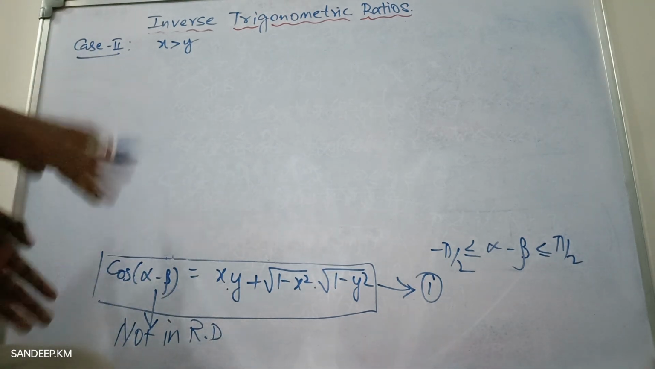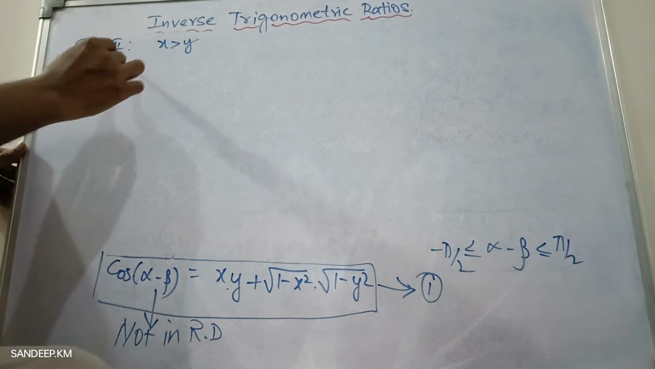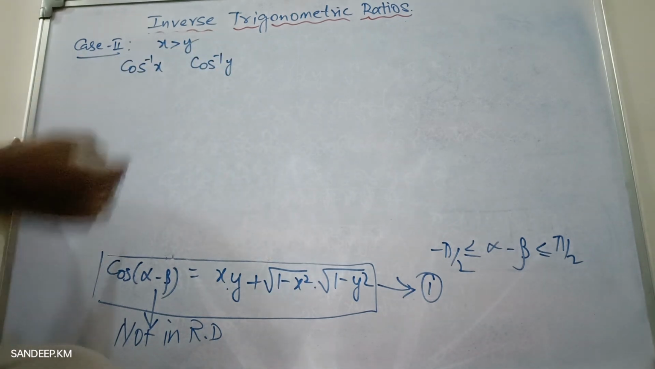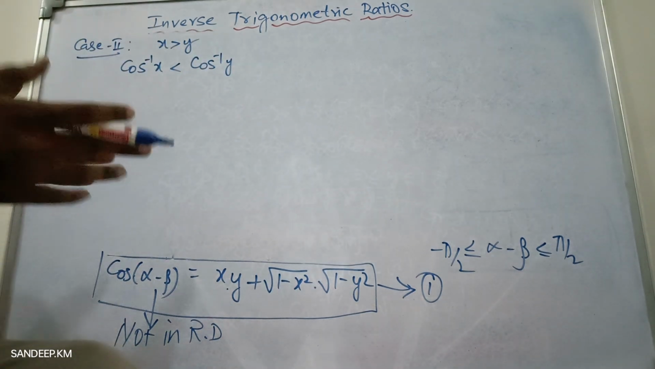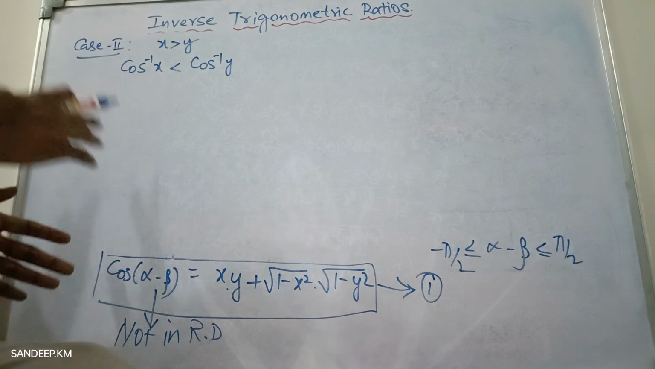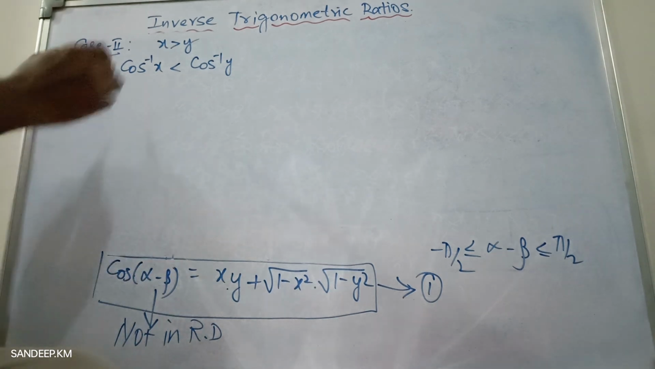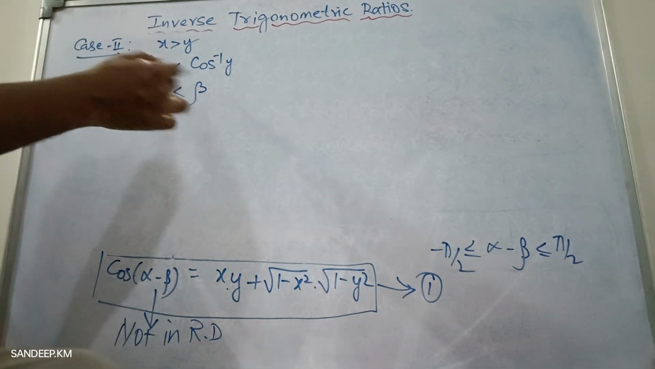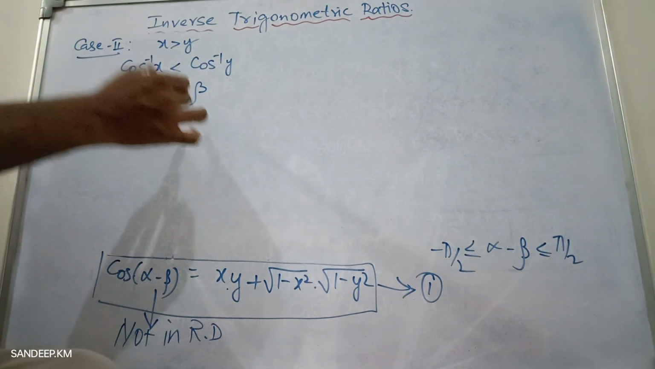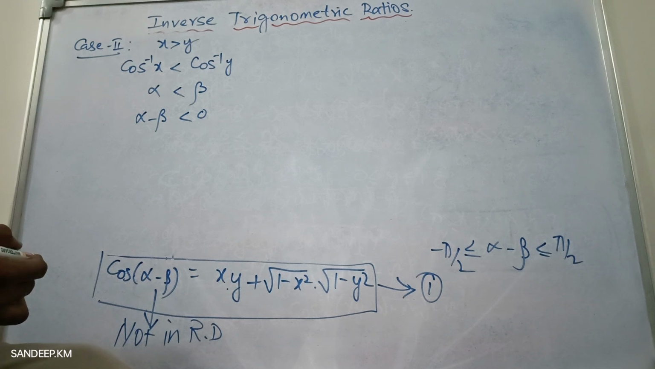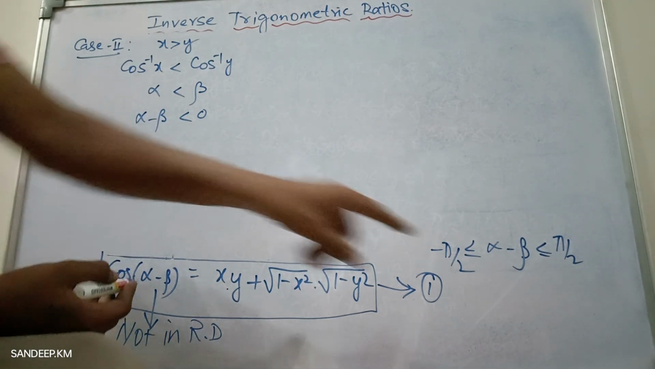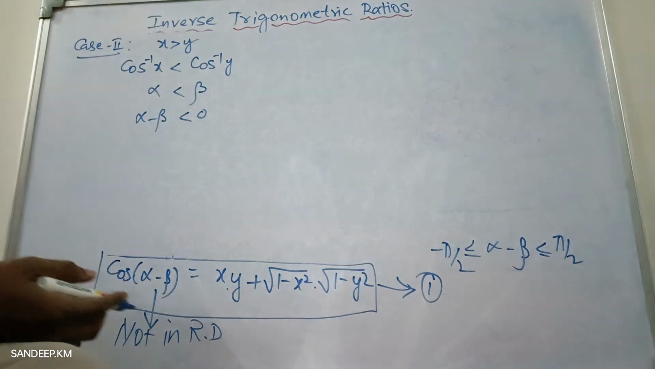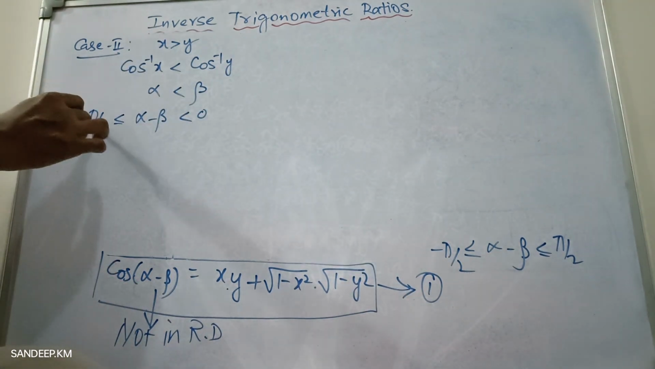Same process like what we have done before. Apply cos inverse on both sides. So cos inverse x and cos inverse y, and obviously the inequality will change because cos inverse x function is a decreasing function from left to right. Now cos inverse x is alpha, less than cos inverse y is beta. So from this we can say that alpha minus beta is less than 0. Alpha minus beta is less than 0, but it is greater than or equal to minus pi by 2.